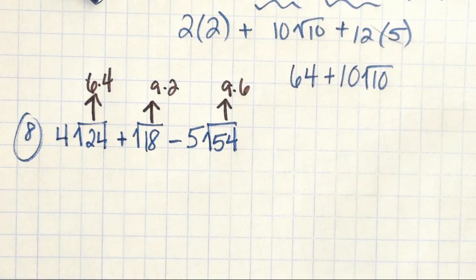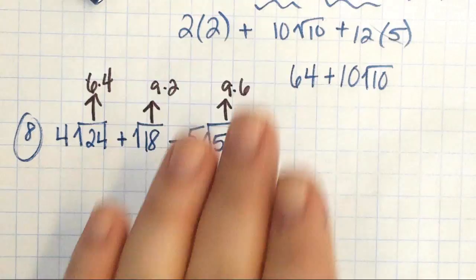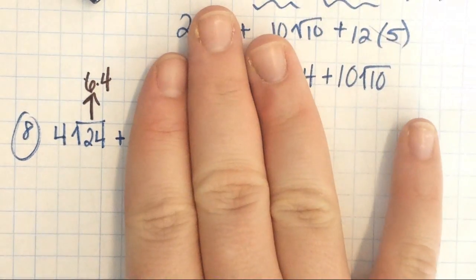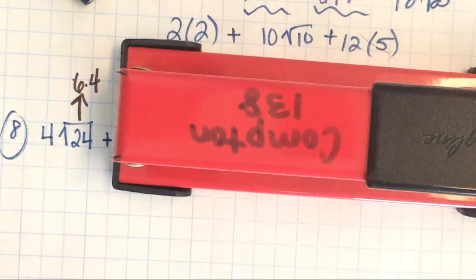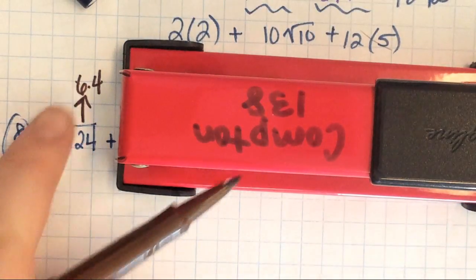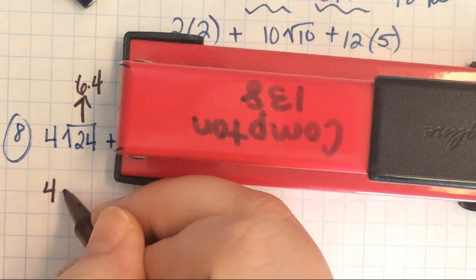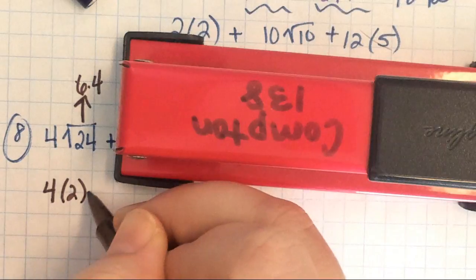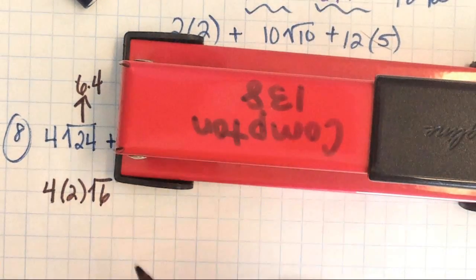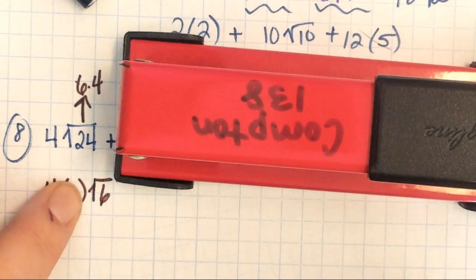Okay, I did too many things at once. Let's just do one thing at a time. So for the 24, I know it's 4 times 6. So a 2 comes out, and a square root of 6 is left. Why does a 2 come out? Because the square root of 4 is 2.